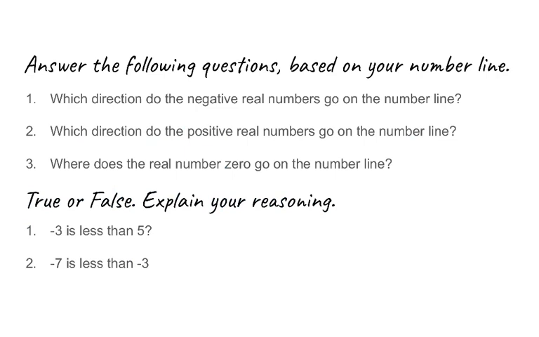All right, so let's answer some of these questions and just really work on solidifying our knowledge about rational and irrational numbers. Which direction do the negative real numbers go on the number line? The negative numbers go to the left, okay? Which direction do positive real numbers go on the number line? They go to the right. Where does the real number 0 go on the number line? It goes right in the middle, okay?